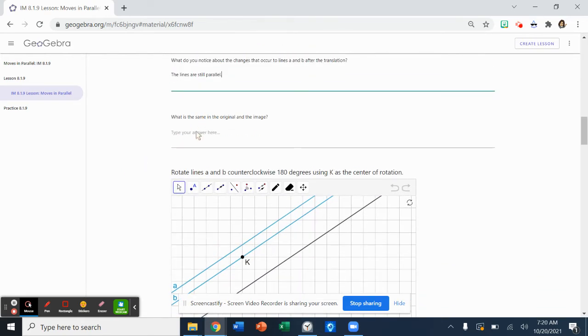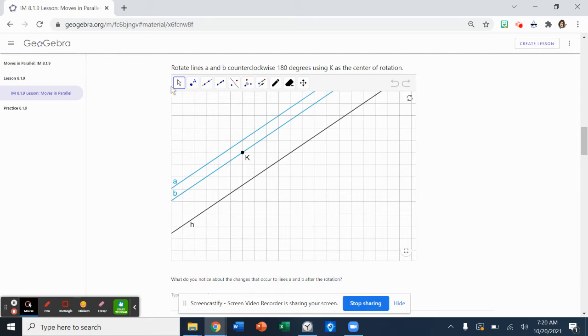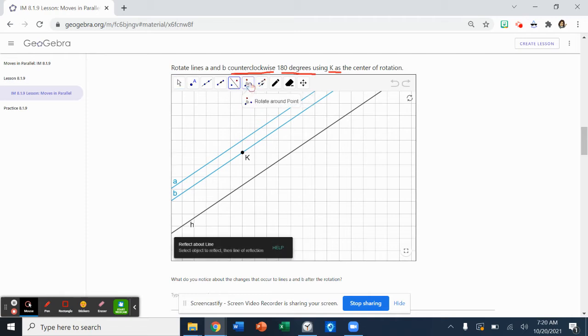And so what's the same in the original and the image is just that the lines are still parallel. Now, the next question asks you to rotate A and B counterclockwise 180 degrees with K as the center of rotation. And so I just want to show you how you would complete that rotation so that you know how to use the tools. When we rotate counterclockwise, we need to use the rotate around a point tool.